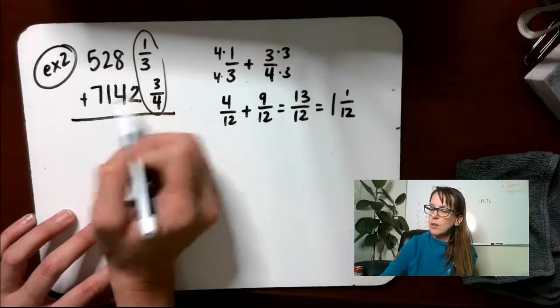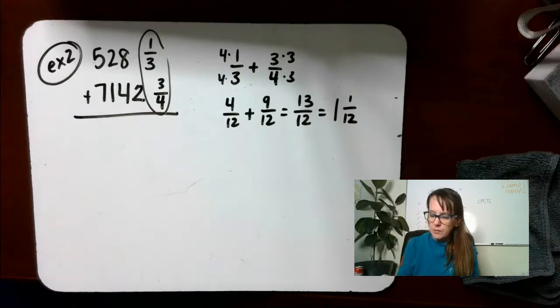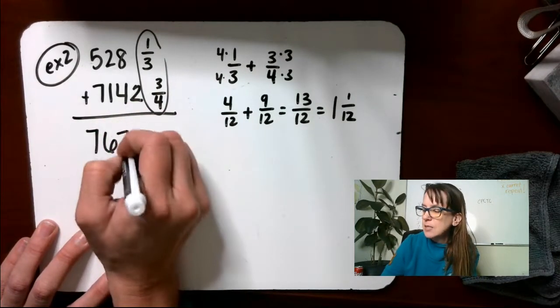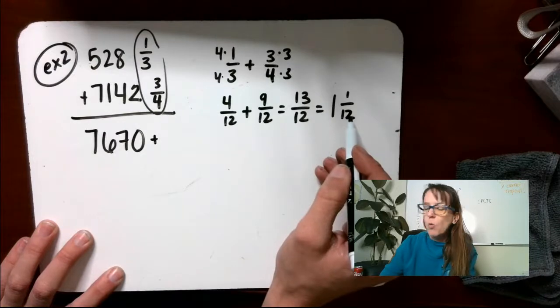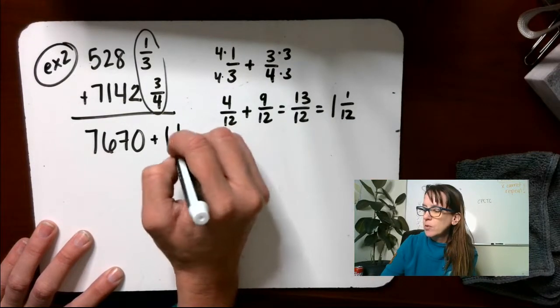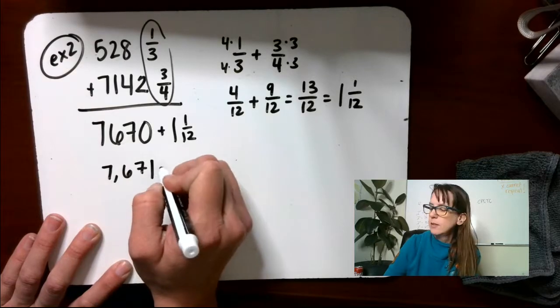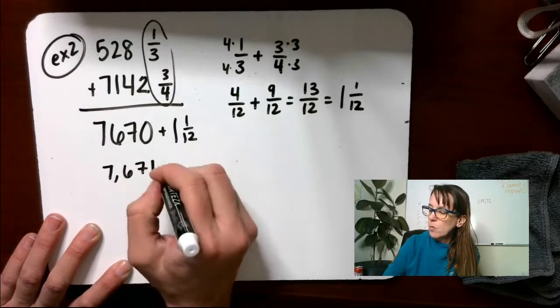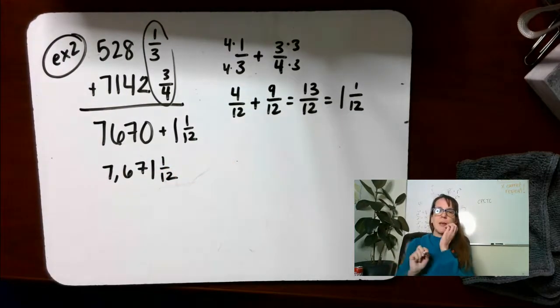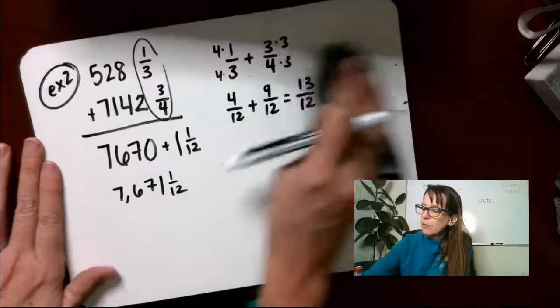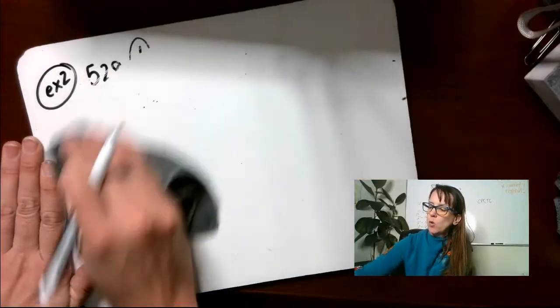All right, so then we deal with all this guy over here. You can totally use a calculator if you want to. So if we do that, we get 7,142. Enter that onto a calculator, we would end up with 7,670 plus 1 1/12. That means our final answer is 7,671 1/12. Just like that. All right, guys, that's dealing with adding mixed numbers. Just deal with your fraction bits and then worry about your whole numbers later.